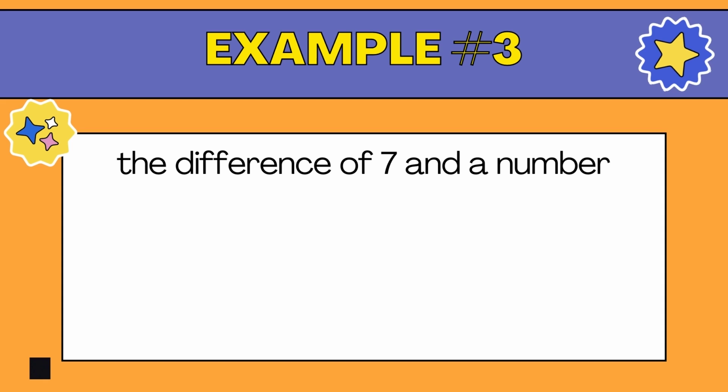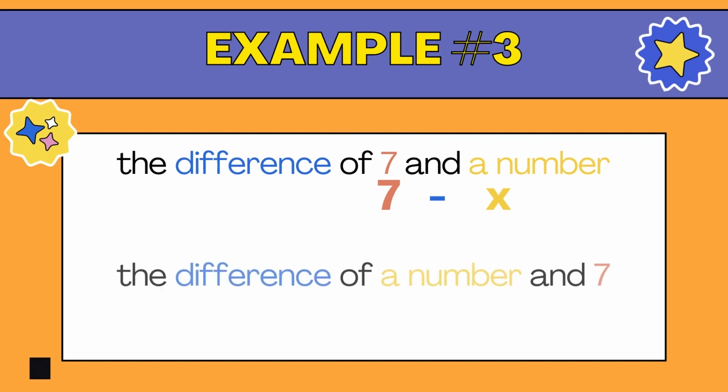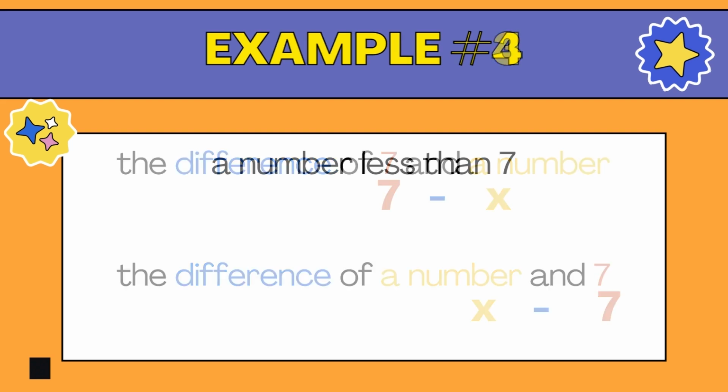Example number 3, the difference of 7 and a number. The key word is difference. The order stays the same in this case. So we can represent 7, and then the minus sign goes where the word and is, and finally x. So the phrase, the difference of 7 and a number, has to go in order, 7 minus x. If we switch the order of the words in the phrase and have the difference of a number and 7, we just switch the order of the terms, x minus 7.